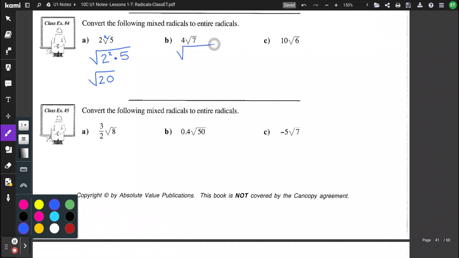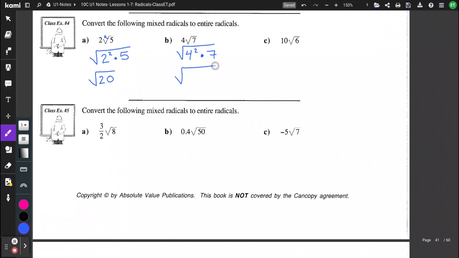This one is going to be 4 squared times 7. Now, if you don't want to write the squared sign, you could just go 4 times 4, or 2 times 2. It's whichever you prefer. And that's going to give us 16 times 7, which is going to give me 112. The last one there, 10, to bring him under, is going to be 10 squared times 6, which is 100 times 6, which is root 600.